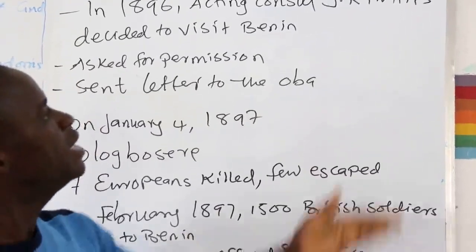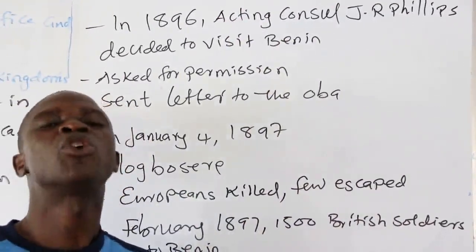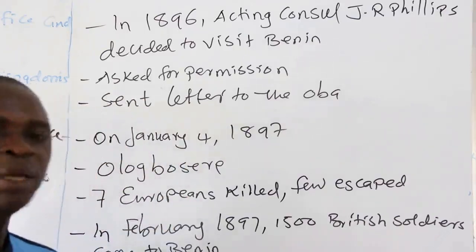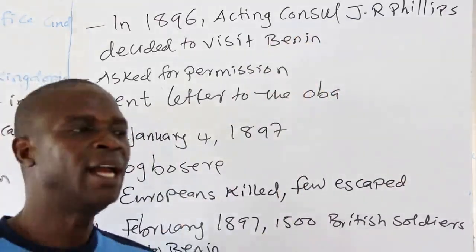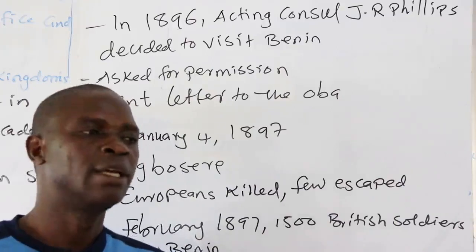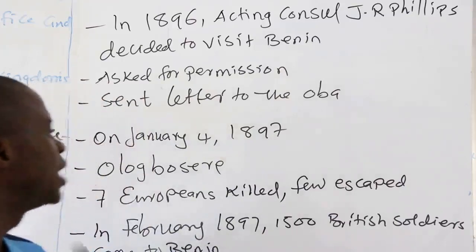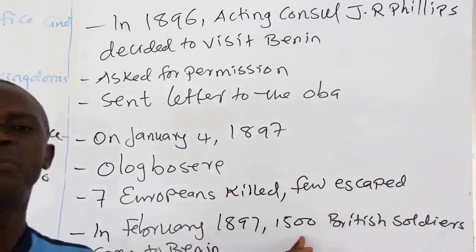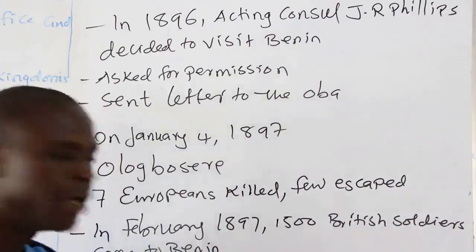Now, the incident was reported in England, and they became so furious over what happened. They planned how they were going to take revenge for what happened in Benin, and they described the incident as the Benin massacre. In other words, the Benin people had massacred Europeans, so there was need for revenge. So they organized themselves, and in February 1897, the British government sent about 1,500 British soldiers into Benin.